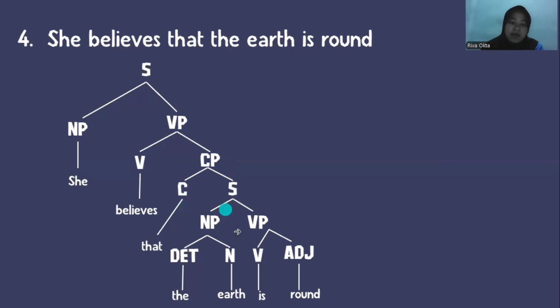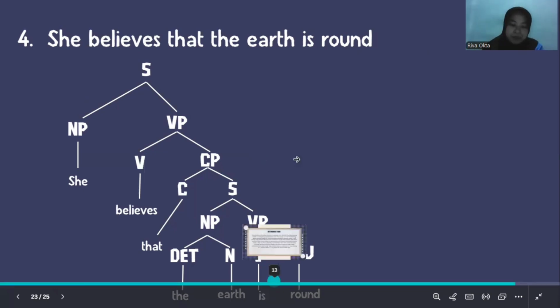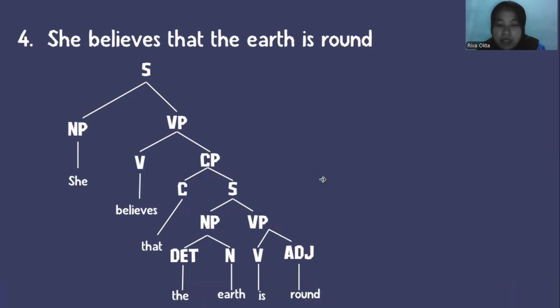The subject is divided into noun phrase and verb phrase. The noun phrase is divided into determiner and noun. "The" from this sentence is the determiner. "Earth" from this sentence is the noun. The verb phrase is divided into verb and adjective. "Is" from this sentence is the verb. "Round" from this sentence is the adjective.